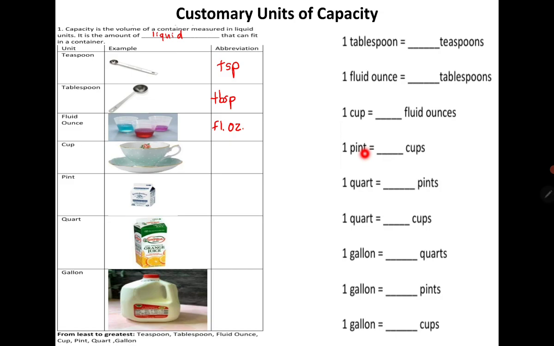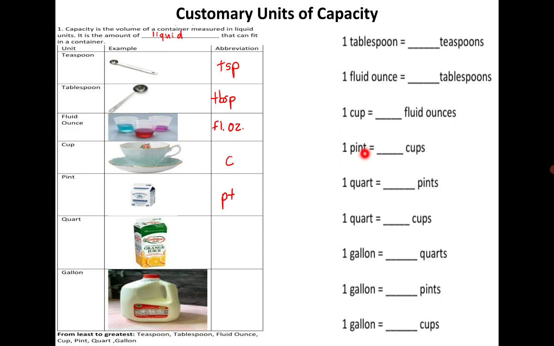We then have a cup. The abbreviation for a cup is C, and if you think about a teacup, the amount of tea that can fit in a teacup is about the size of one cup. We then have a pint. The abbreviation for pint is PT. A pint is the size of a small milk carton. The milk cartons that you get at lunch or breakfast, that's about 1 pint.